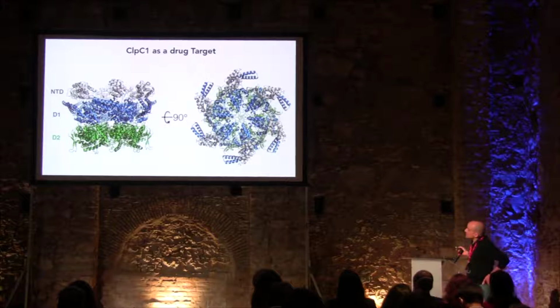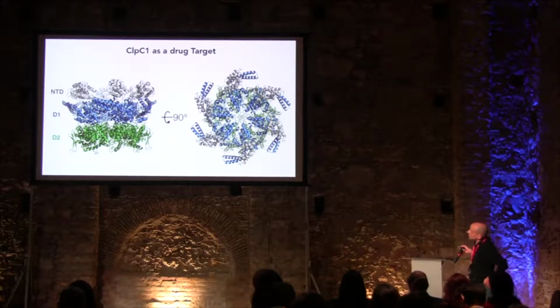This is a model of ClpC. It's a hexamer, so it has six units, and it has this kind of shape. What I call here NTD is the N-terminal domain. This is the D1 domain, and the D2 domain.